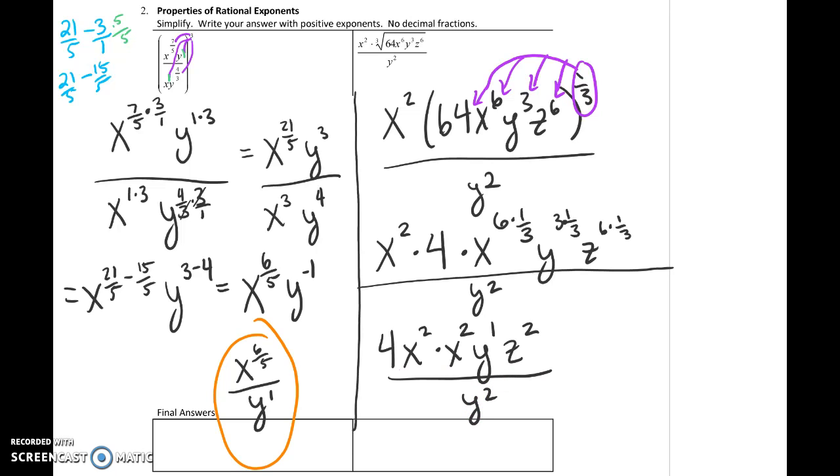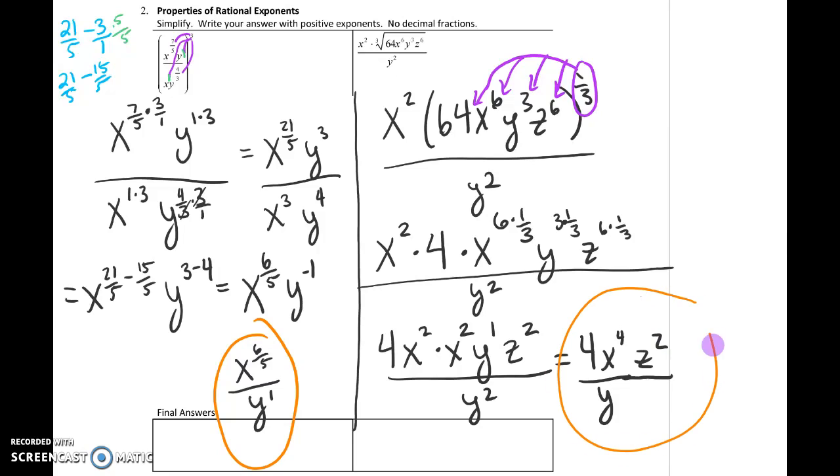Same thing here, that's a 4. x squared times x squared is x to the 4th, because you're adding, not multiplying. y to the 1st over y squared, same rule as before. We know the y is going to be in the denominator to the 1st power. It doesn't matter if you write the 1 or not, and then the z squared just stays on top. And that right there is also your final answer.